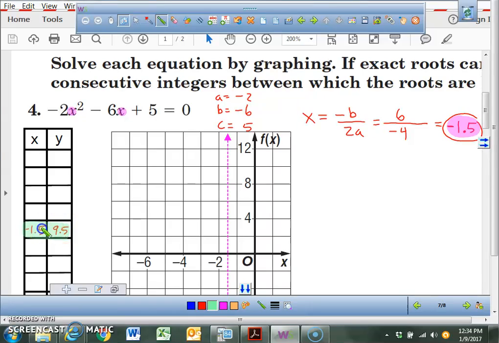And what does that represent in our particular graph? That represents our vertex. Well, there's a line of symmetry, but that's the vertex. It's either going to be the highest or the lowest. In our case, it's the highest. Let's graph it. Negative 1.5, 9, there's a 10. 9.5 is going to be right about there.